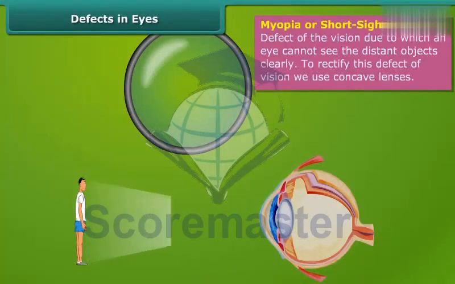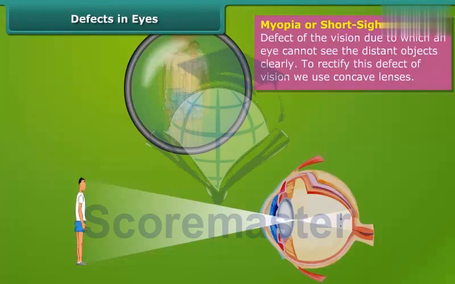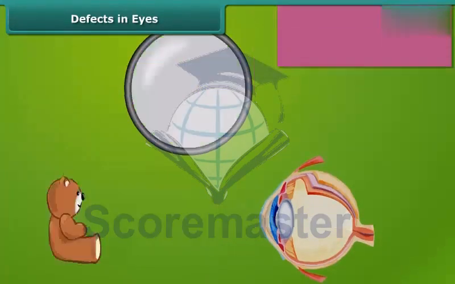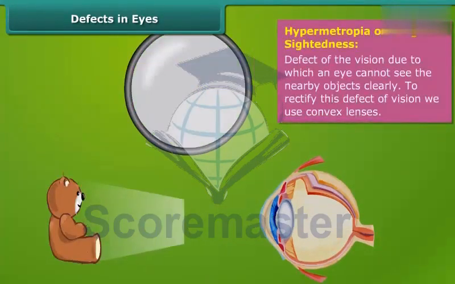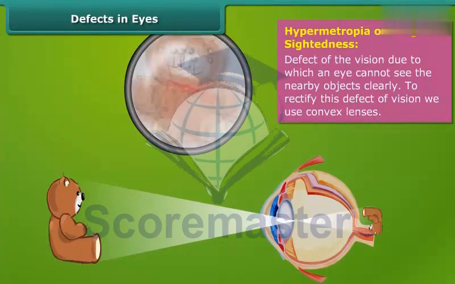Myopia or short-sightedness, defect of the vision due to which an eye cannot see the distant objects clearly. To rectify this defect of vision, we use concave lenses. Hypermetropia or long-sightedness, defect of the vision due to which an eye cannot see the nearby objects clearly. To rectify this defect of vision, we use convex lenses.